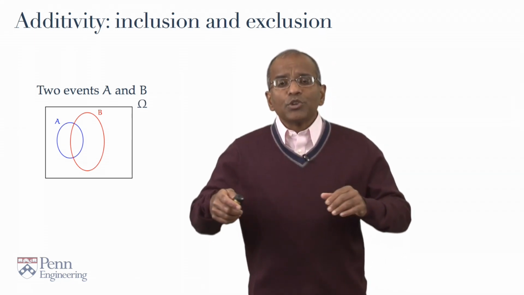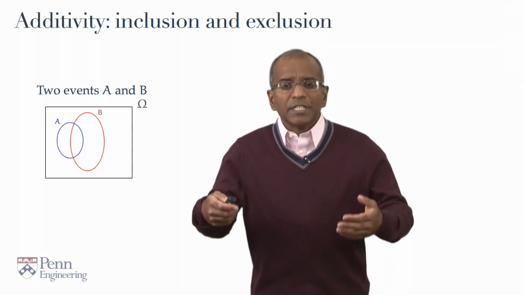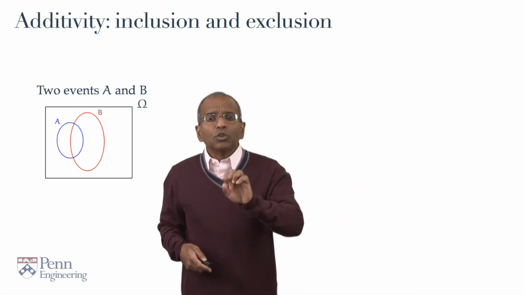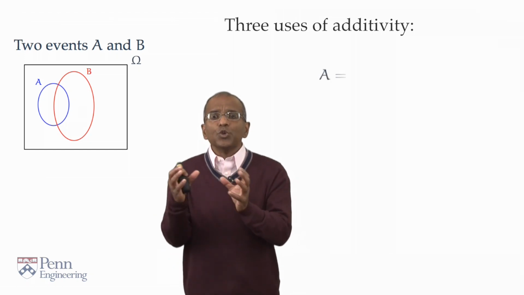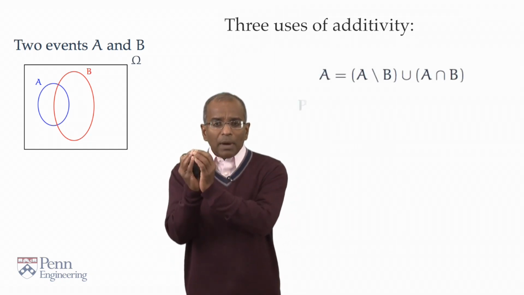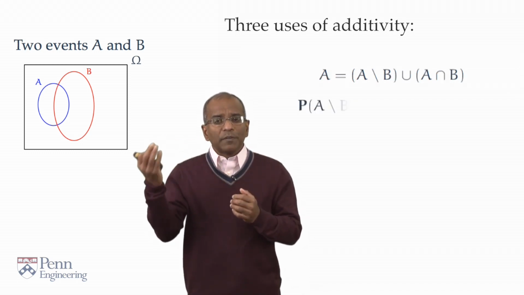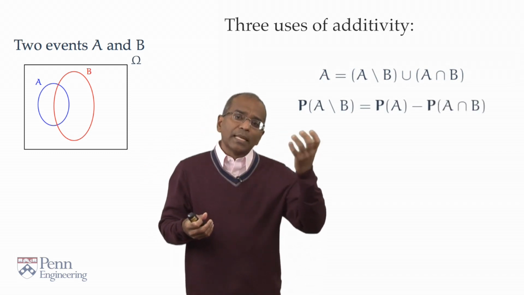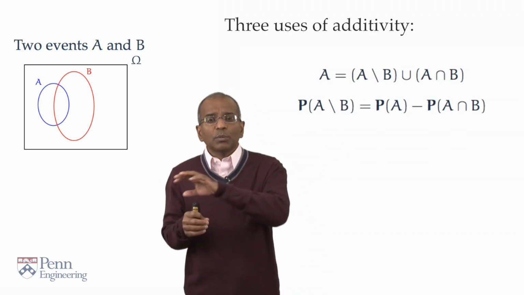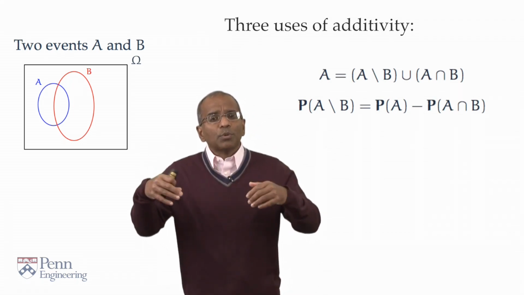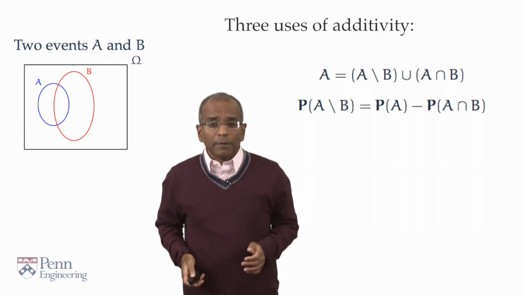Our approach is going to be to try to decompose events into simpler objects and then leverage additivity again and again. So here are three uses of additivity. Let's start with the event A, and let's decompose A into two pieces, A minus B and A intersection B. Additivity tells us the probability of A is the sum of the two probabilities of A minus B and A intersection B. Rearrange terms, move the probability of A minus B to the left, move the probability of A to the right, and you've got an identity for the probability of A minus B in terms of the probability of A and the probability of A intersection B.